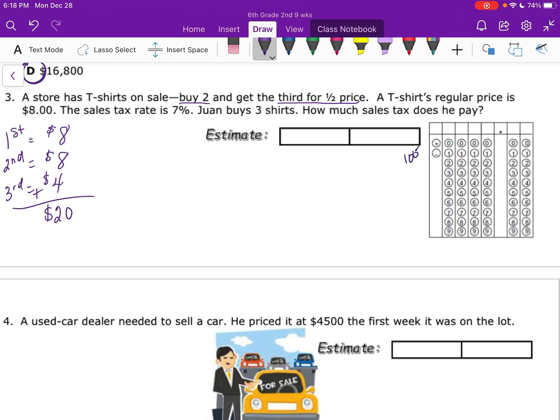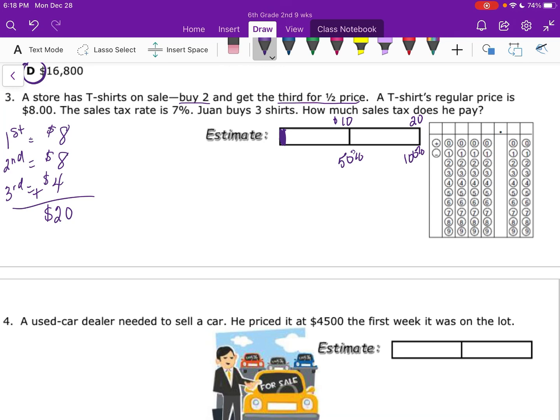So 100% is the $20. 50% would be half. So 50% would be $10. So 7% would be way down here. Right? That would be 7%. So it's going to be way less than what? Way less than $10. Right? Okay, so let's figure out how much it would be.